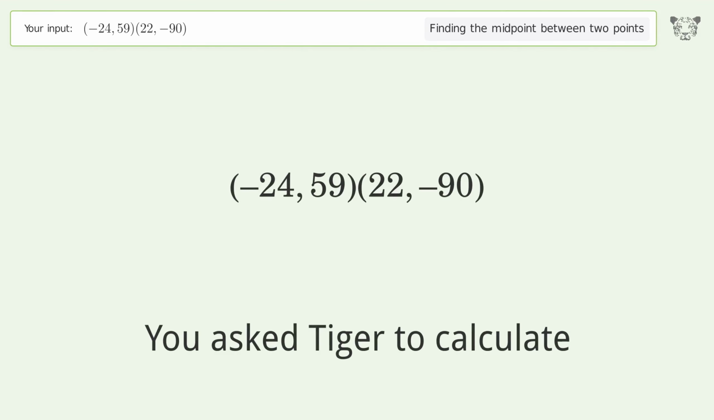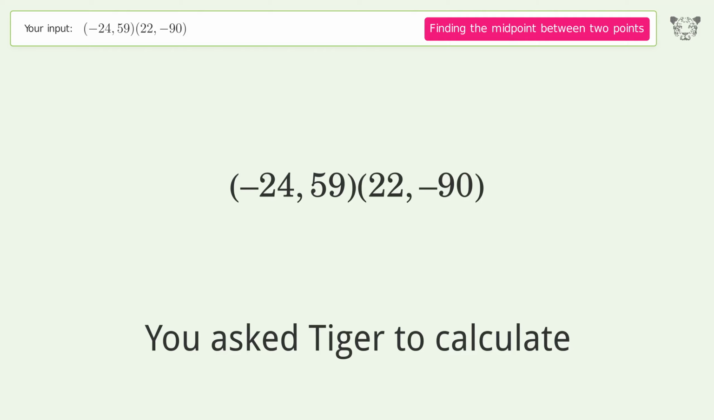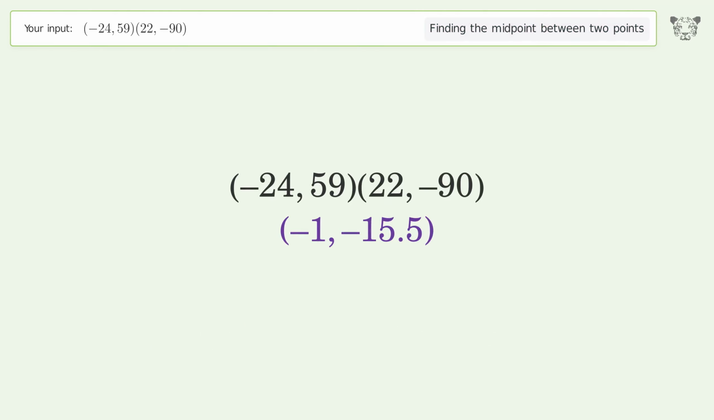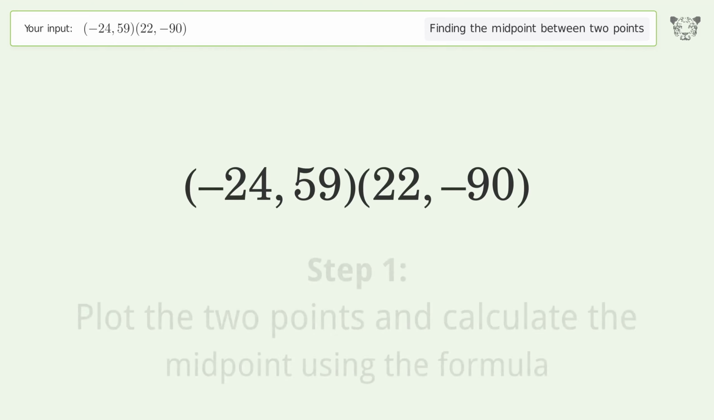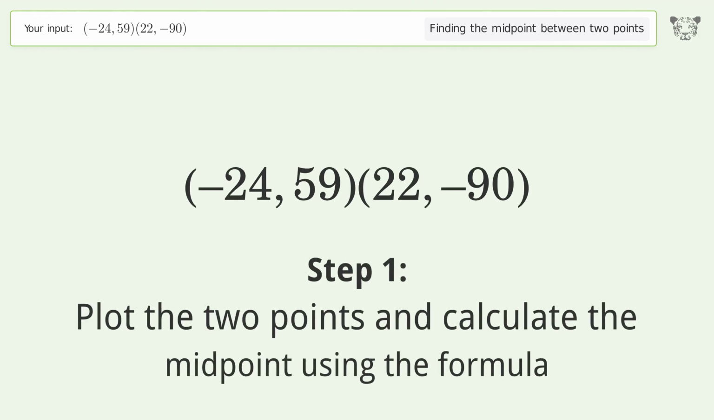You ask Tiger to calculate. This deals with finding the midpoint between 2 points. The midpoint between the 2 points is -1, -15.5. Let's solve it step by step. Plot the 2 points and calculate the midpoint using the formula.